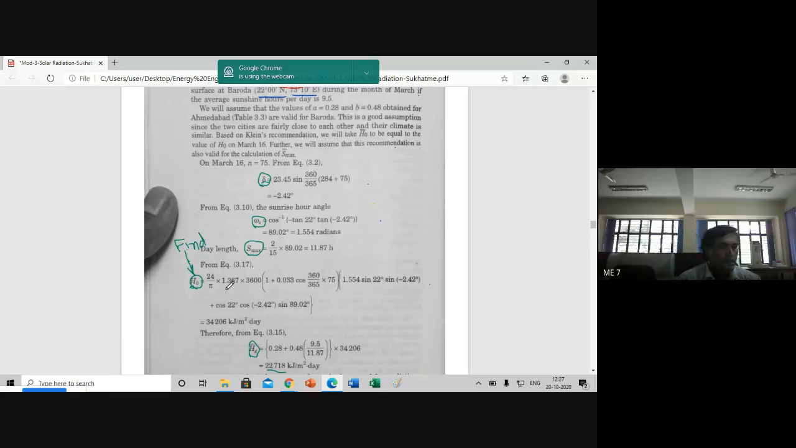I'll be showing you. So 24 by pi is constant, this is ISC, the solar constant. Then 360, removing that second and converting into day, then one is constant, 0.033 is constant, cos 360 by n is constant, and 75 is this n.